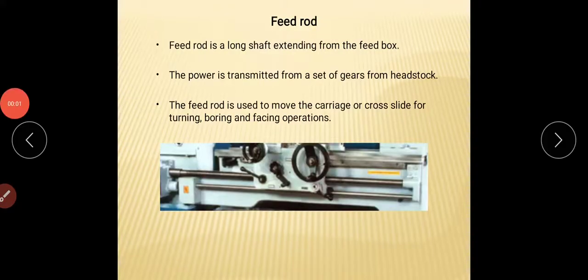The next important part is feed rod. Feed rod is a long shaft extending from the feed box. The power is transmitted from a set of gears from the headstock. The feed rod is used to move the carriage or cross slide for turning operation, boring and facing operation.